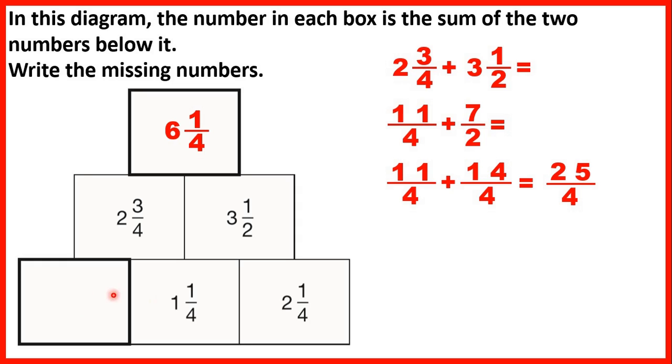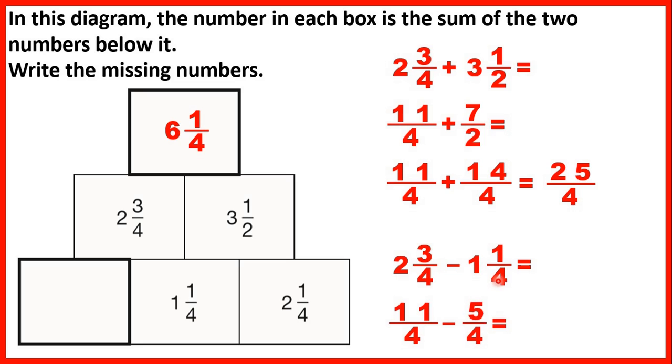We have something plus 1 1/4 equals 2 3/4, because remember, the number is always the sum of the numbers below. So if we have a missing number addition, we need to subtract to find our missing number. So we can work out 2 3/4 minus 1 1/4. 2 3/4 is 11/4, and 1 1/4 is 5/4, because 1 times 4 is 4 plus 1 is 5, and the denominator stays the same.